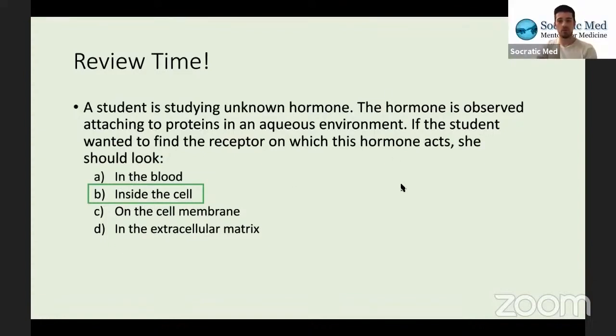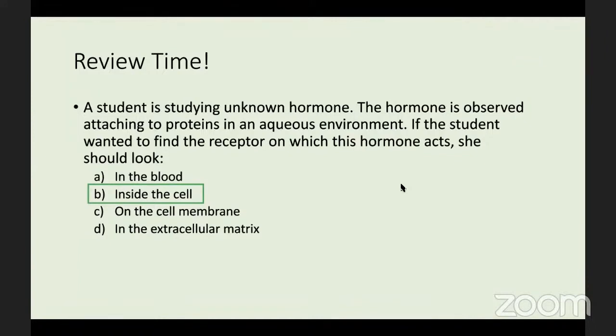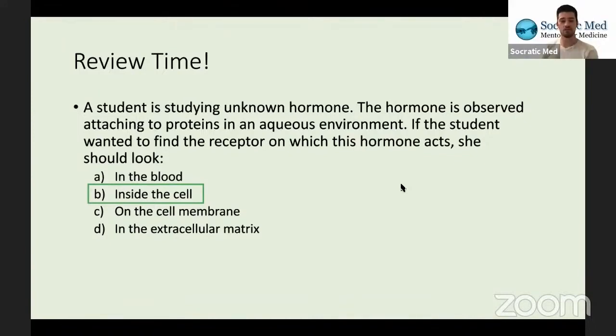Yeah, so we would most likely observe that this is a lipid-derived hormone, and they go through the membrane and act on internal receptors. If it were on the cell membrane, it would be a peptide hormone, and since peptide hormones are hydrophilic, they don't actually attach to protein in the aqueous environment. They just dissolve by themselves. So that's why it wouldn't be C, because those peptide hormones are the ones that act on the cell membrane. The steroids are the ones that attach to proteins, and they actually diffuse into the cell to act on those internal receptors.